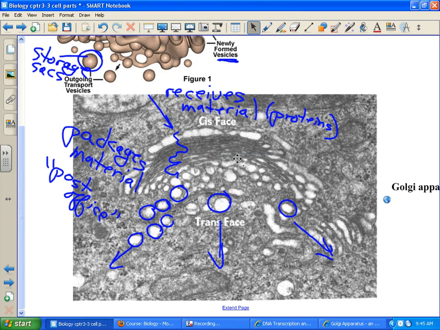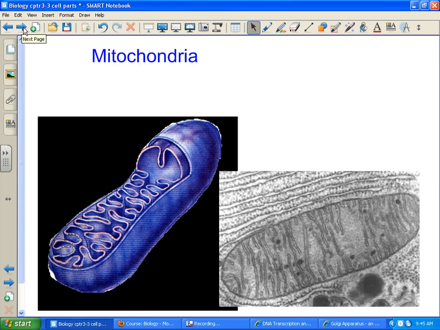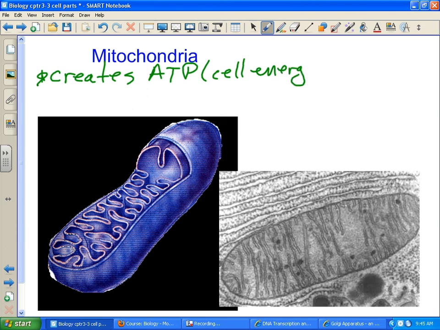Let's do a couple more. Let's take a look at this one. Who is my mitochondria expert? Yes, Austin Moore. Tell me a couple functions about it. What's it do? It creates ATP. Yeah, energy, which is cell energy. Do you remember how it does this? What is it breaking apart? I'll give you some help.